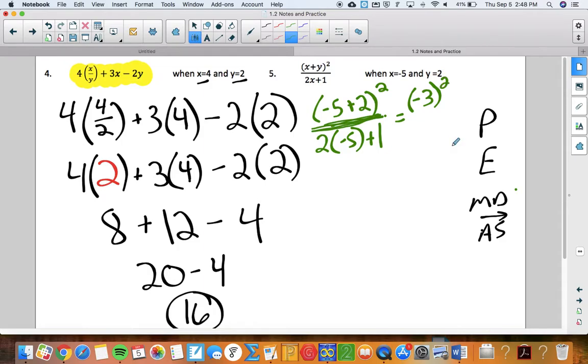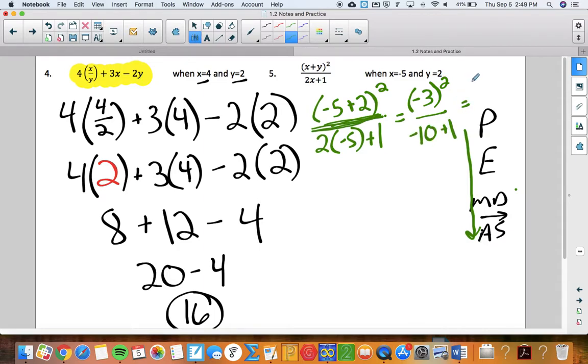If you don't, you would get a -9, which is wrong. I should get a +9 on top. On the bottom, I have multiplication right here, 2 times -5. I also have +1. I need to do multiplication first because I do the order of operations top down. Multiplication always comes before addition, unless parentheses tell you differently. So I have -10 plus 1.